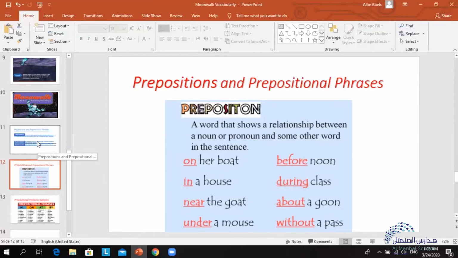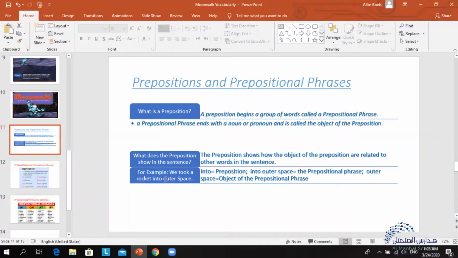Okay. So I will just read out a sentence for you guys to show you where the preposition is and how it is linked to the other words in the sentence. Okay, if we look at this sentence over here, we took a rocket into outer space. Okay, so the preposition in this particular sentence is into. And the prepositional phrase, which includes the preposition and the object of the preposition, would be into outer space. Okay.